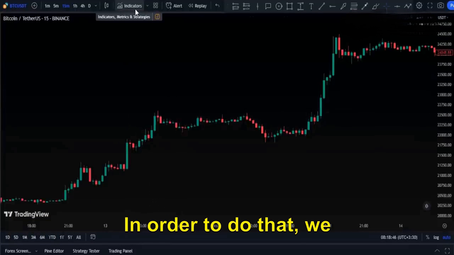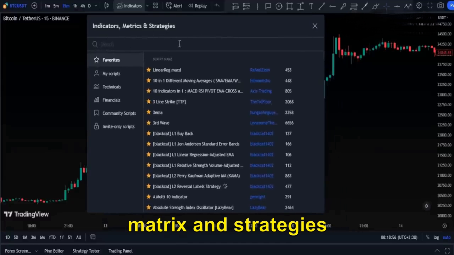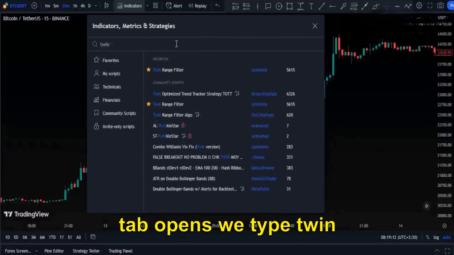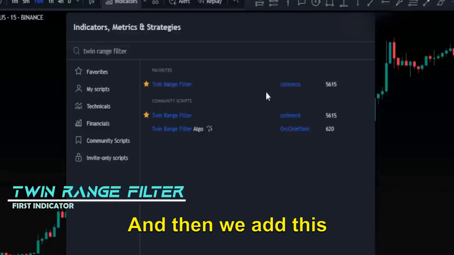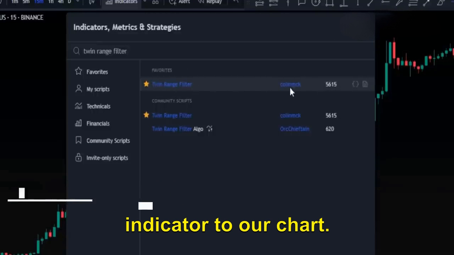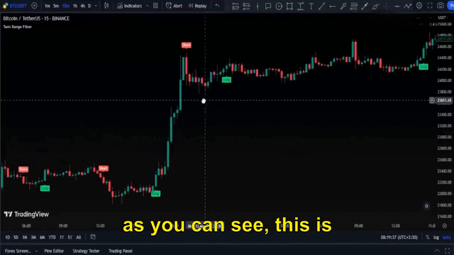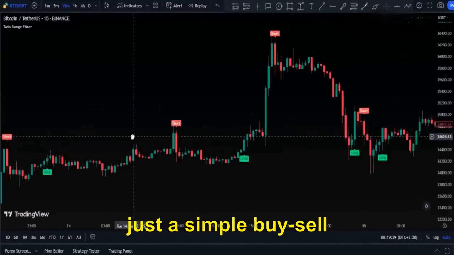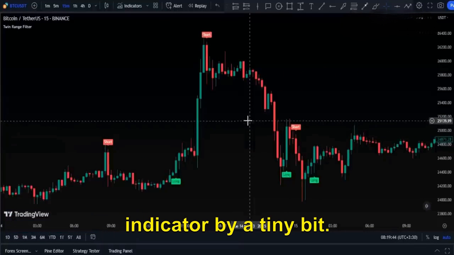In order to do that, we click on the indicators option up here in TradingView website, and when this indicators and strategies tab opens, we type twin range filter in the search bar. And then we add this indicator to our charts. After adding the indicator to the chart, as you can see, this is just a simple buy-sell indicator, but we need to optimize this indicator by a tiny bit.